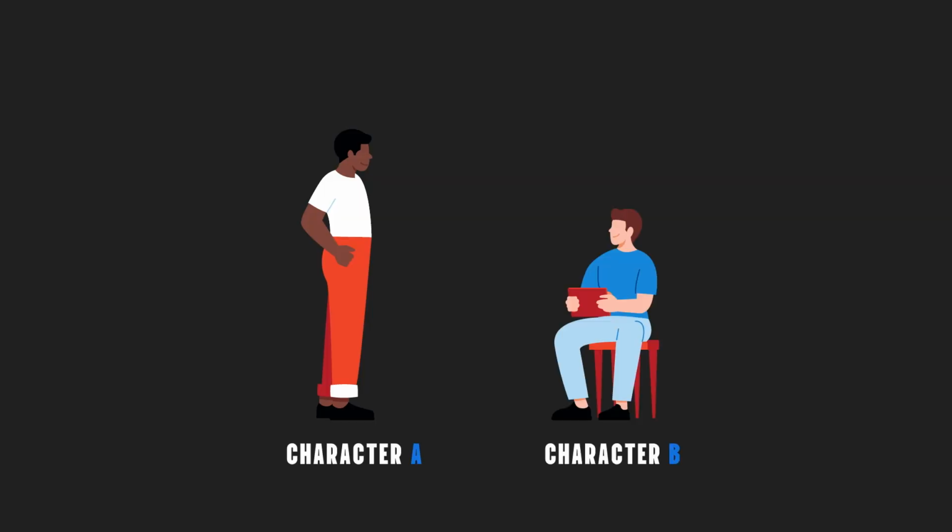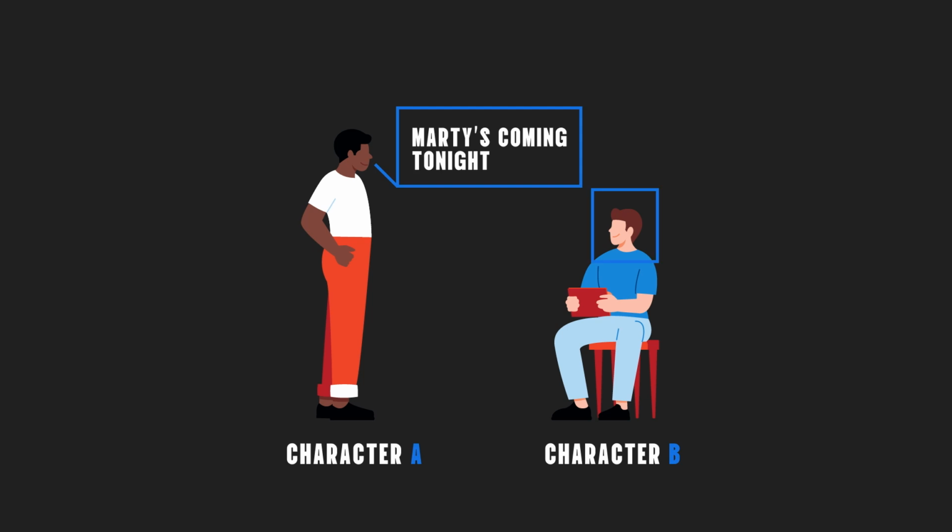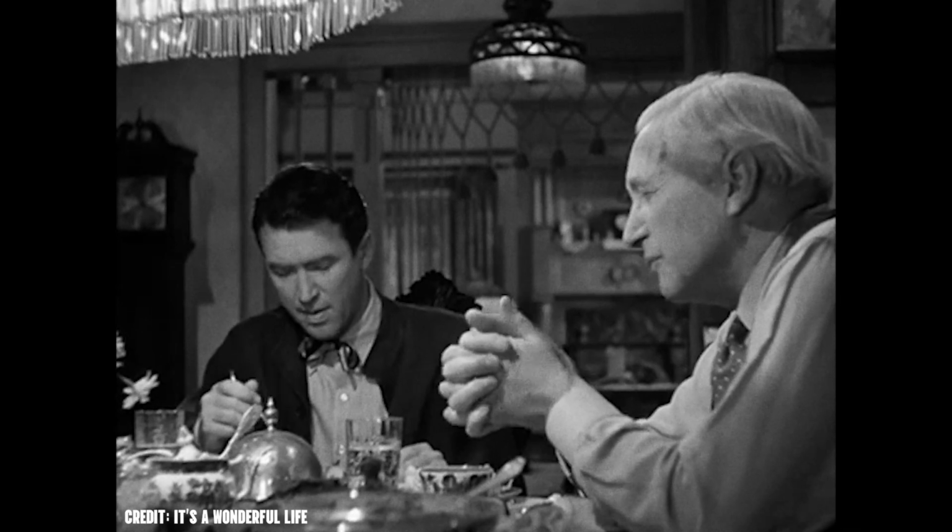For example, let's take a dialogue scene between character A and character B. Character A says, "Marty's coming tonight." Seeing how character B reacts to that can tell the audience how character B feels about Marty.